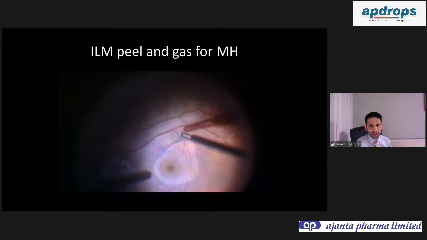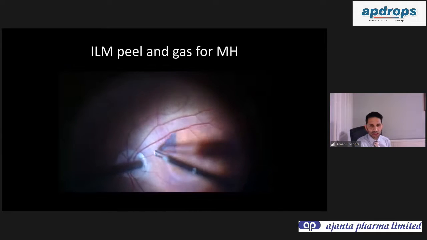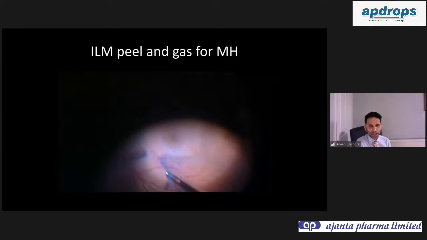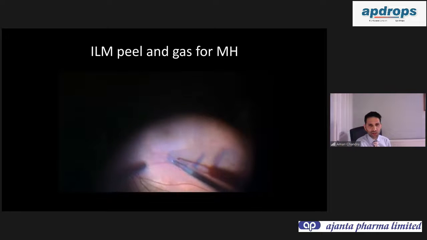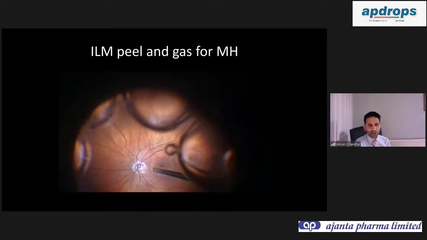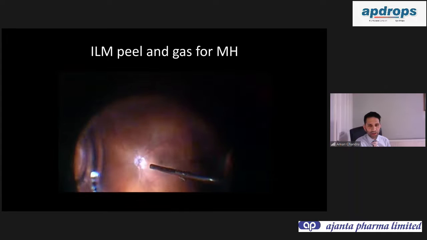This is really the most standard surgical technique for full thickness macular holes. So we're performing a vitrectomy and then peeling the internal limiting membrane away from the macula and then putting air into the eye. You can see the bubbles of air coming into the eye, and that may be exchanged for gas.